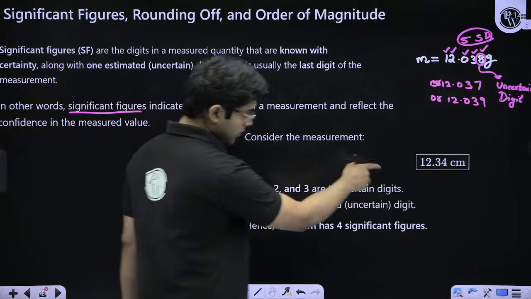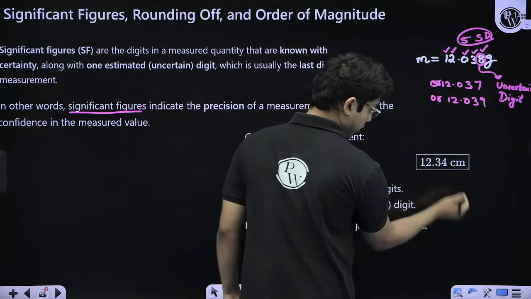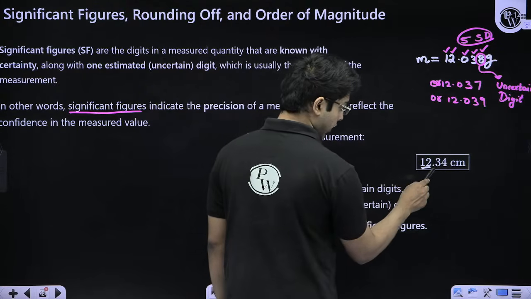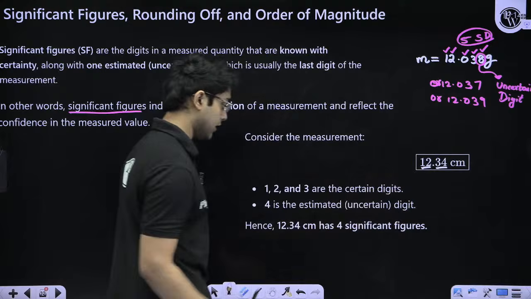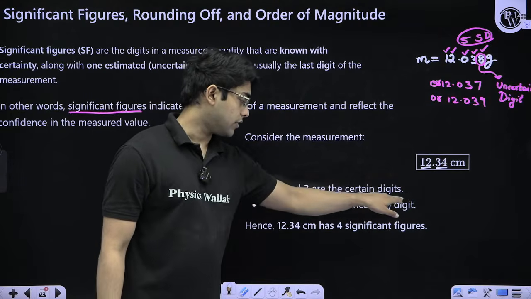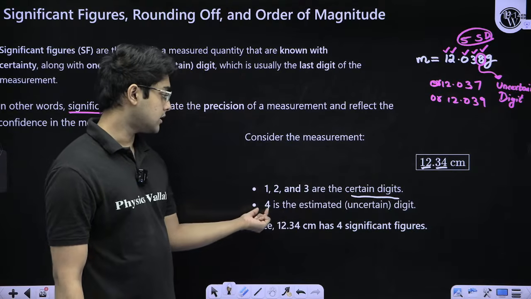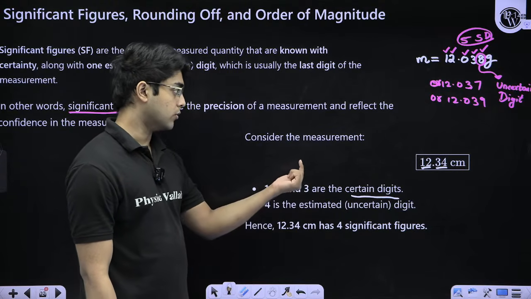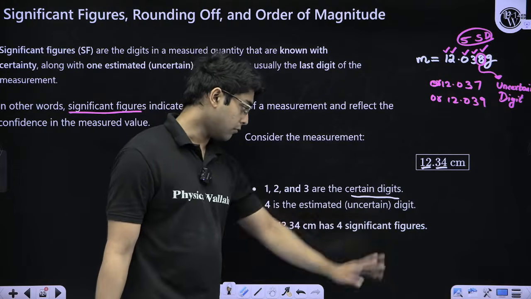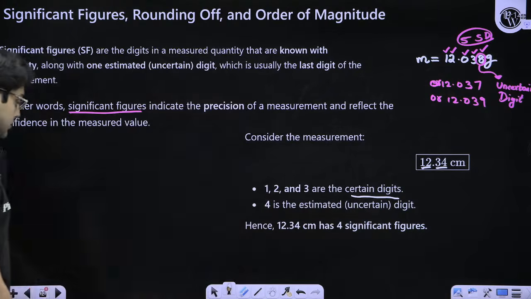But yeah, in this length measurement 12.34, the number of significant figures is 1, 2, 3, 4. We have 4 significant figures. Okay, 1, 2, 3 are the certain digits. We are confident about them, but the last digit we are kind of uncertain about. Okay, hence 12.34 centimeters has 4 significant figures.